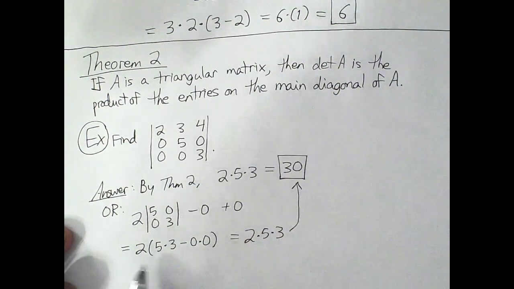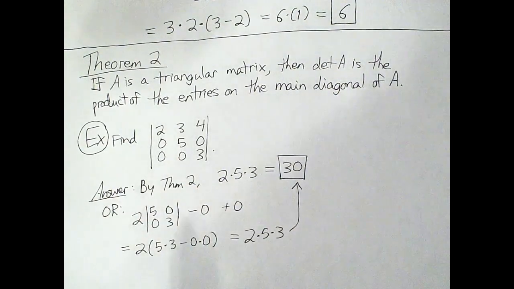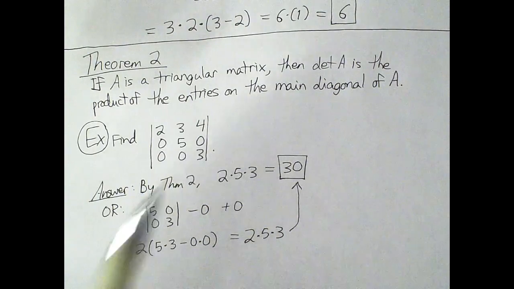So that's the reason why this theorem is true, is if you did cofactor expansion down the first column, it would work out this way. You could do cofactor expansion across a different row or column. You'd also get 30. But this is a nice shortcut. You don't even have to do the cofactor expansion if it's in triangular form.